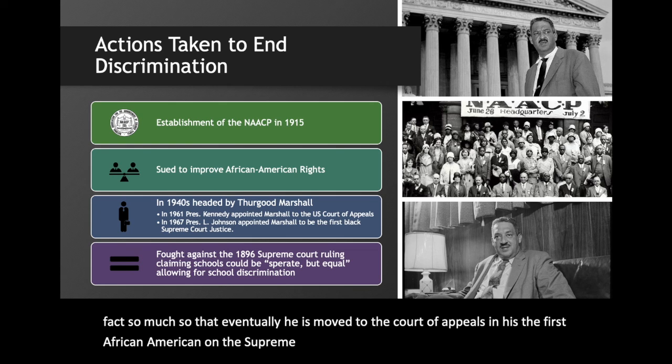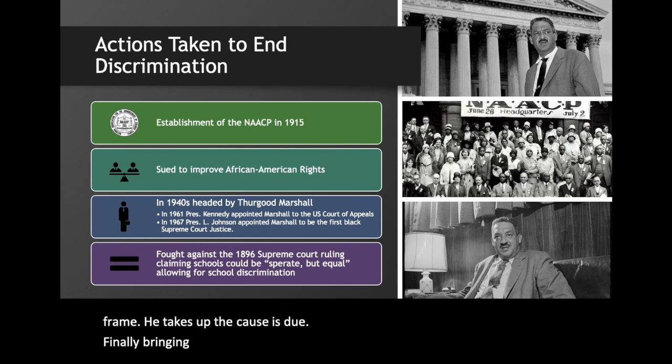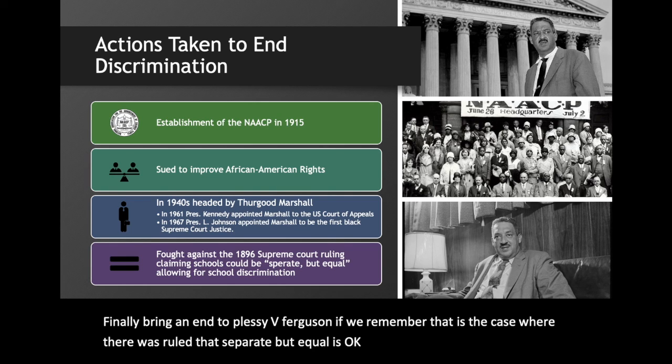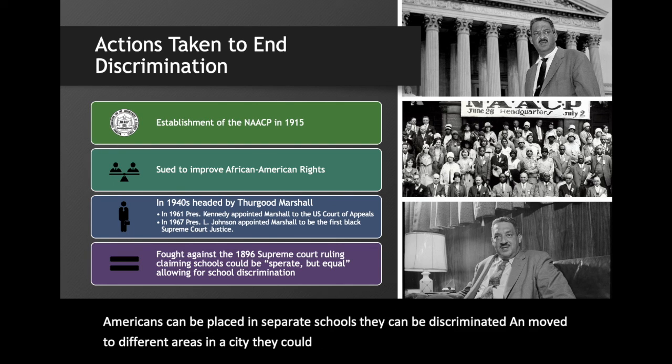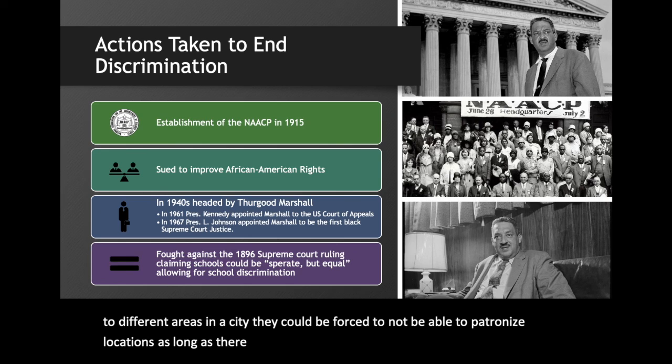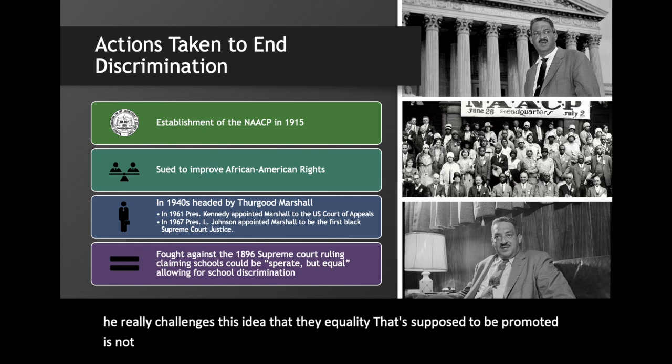However, during this time frame, he takes up the cause to finally bring an end to Plessy v. Ferguson. If we remember, that is the case where it was ruled that separate but equal is okay and it applies, meaning that African Americans can be placed in separate schools. They can be discriminated against and moved to different areas in a city. They could be forced to not be able to patronize locations as long as there was a quote-unquote equal location for them to be. And he really challenges this idea that the equality that's supposed to be promoted is not equal. And one thing that he really looks at is schools.